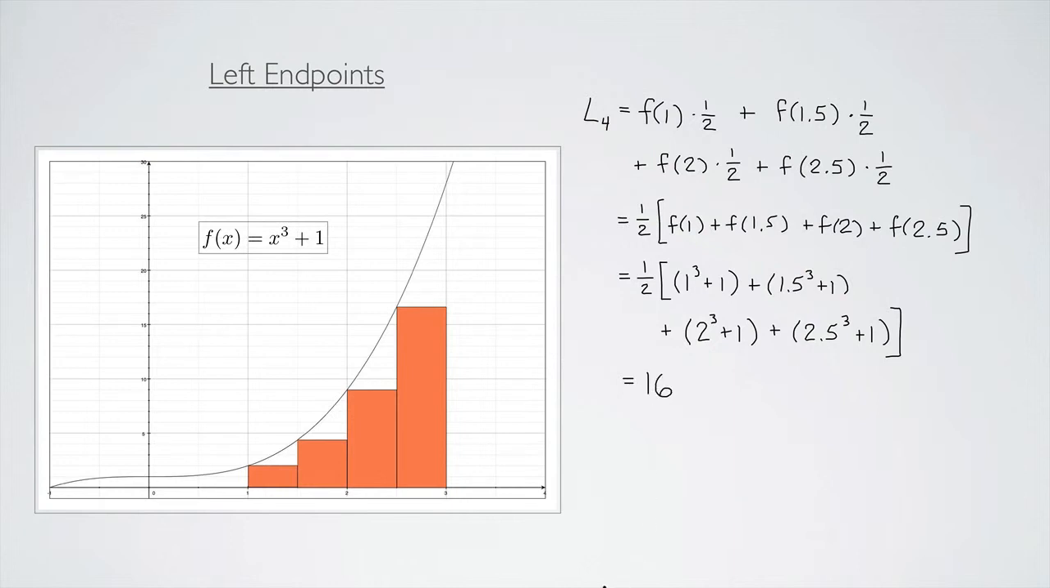Okay, so is this an overestimate or an underestimate? Well, if you look at the area here, we're missing this little bit in between. We're actually not getting this area, which we should be getting. So in this case, what we have is an underestimate. Okay, now let's look at right endpoints.